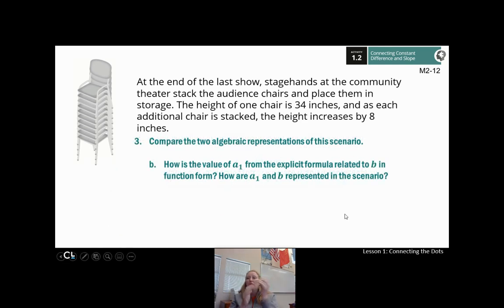And using those same formulas, I would like you to examine the value of a sub 1 from the explicit formula, that first one, and relate it to the value of b in our function form. How are they represented in our scenario? Go ahead and hit pause, jot down your thoughts, and then hit play when you're ready to check your work.